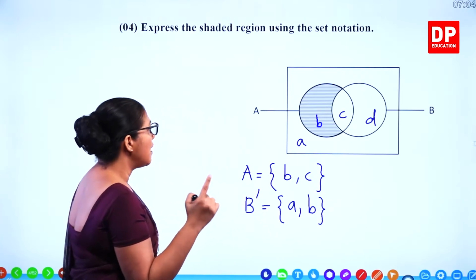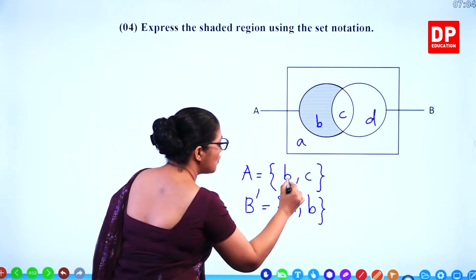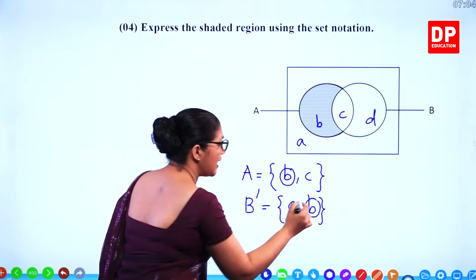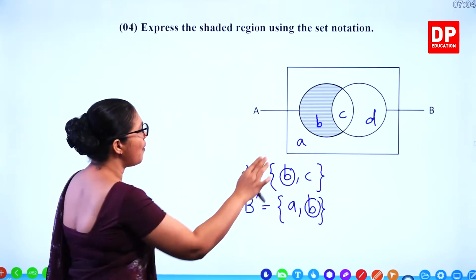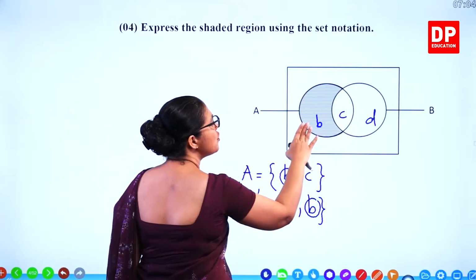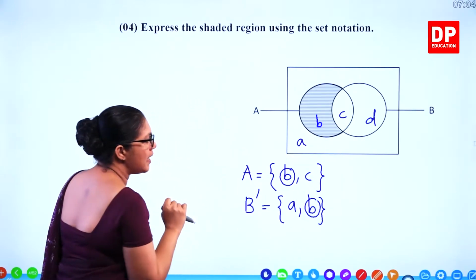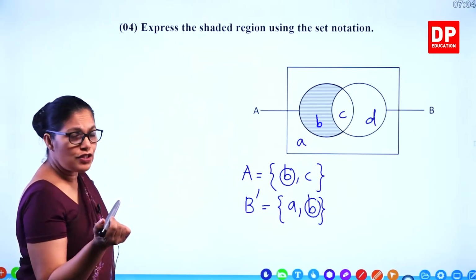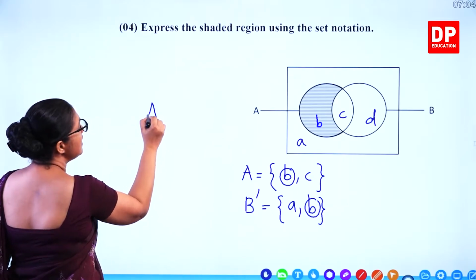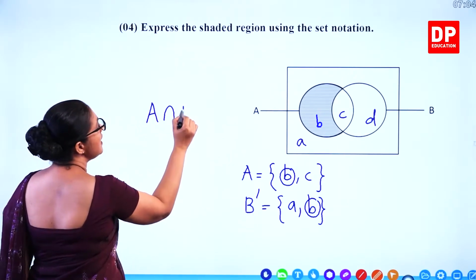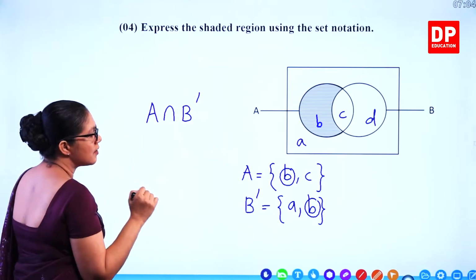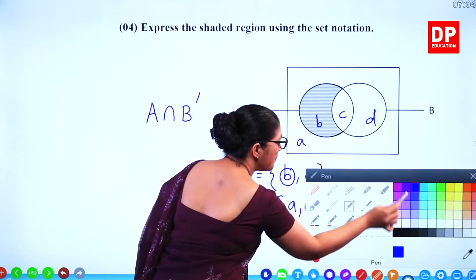Now say we need only B. So B means we can take the intersecting point. So the intersection of the two regions becomes B. So what's the shaded region? A intersection B dash. So you get 2 marks for that.